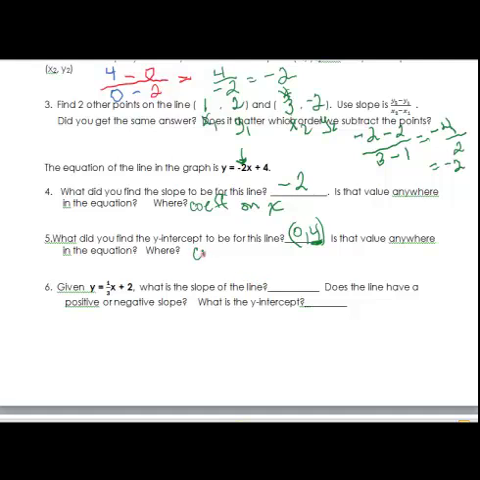So let's give another equation and see what we know about the equation. Given y equals 1/3 x plus 2, what is the slope of the line? Back up here at number 4, we said the slope of the line was the coefficient on x. So in that case, we should have a slope of 1/3. And does a line have a positive or negative slope? It would be a positive 1/3 because our coefficient is positive. And what is the y-intercept? That's back here at number 5, the constant. So that would be 2.